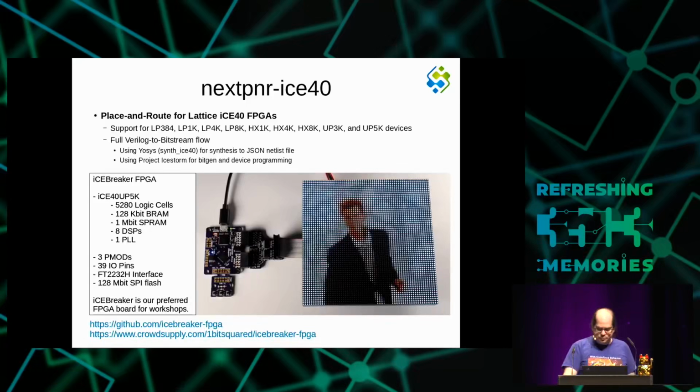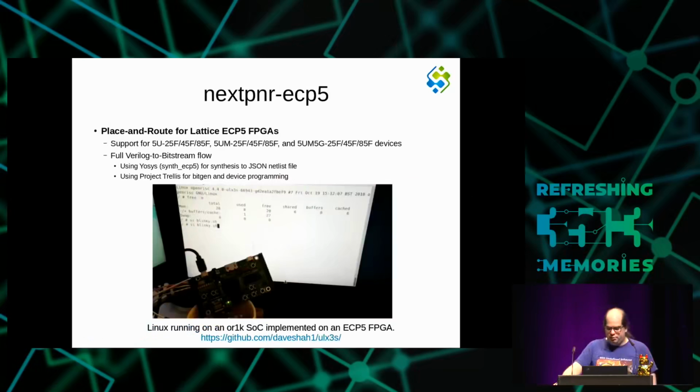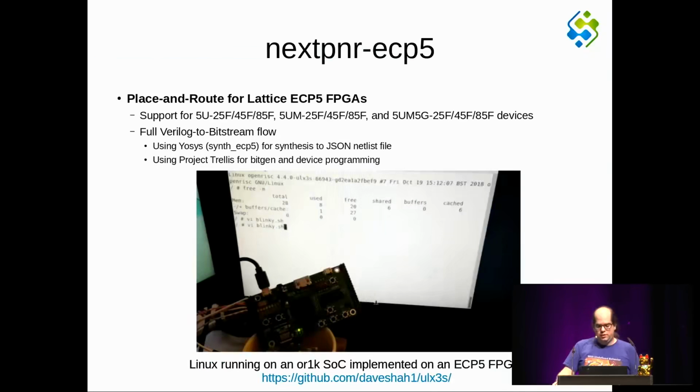Okay. So here's another video that doesn't play. This one demonstrates that we can work on an ECP5. So we have support for, I think, all of those devices, but David will know it better. And yeah, we have a full Verilog to bitstream flow again. So we can use Yosys for synthesis. Again, this will generate a JSON file, and then we can read that JSON file in nextpnr. nextpnr will do place and route.